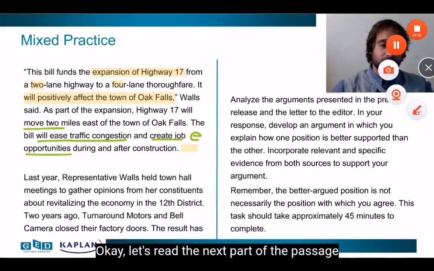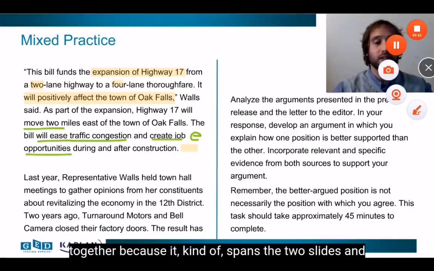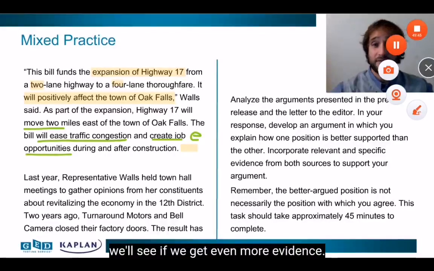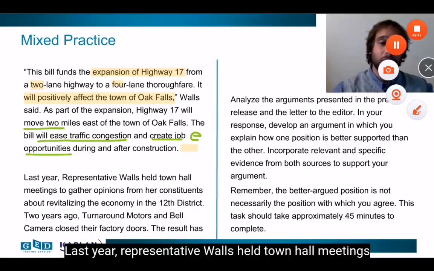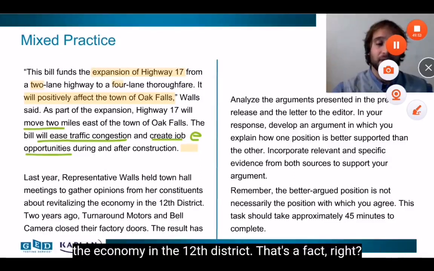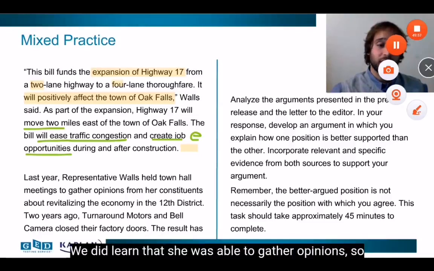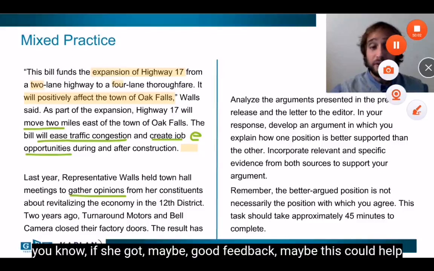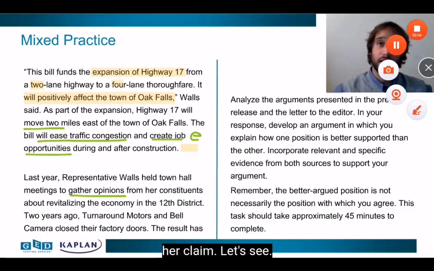Okay, let's read the next part of the passage together because it kind of spans the 2 slides, and we'll see if we get even more evidence. Last year, Representative Walz held town hall meetings to gather opinions from her constituents about revitalizing the economy in the 12th district. Well, that's a fact, right? We did learn that she was able to gather opinions. So, if she got maybe good feedback, maybe this could help her claim. Let's see.